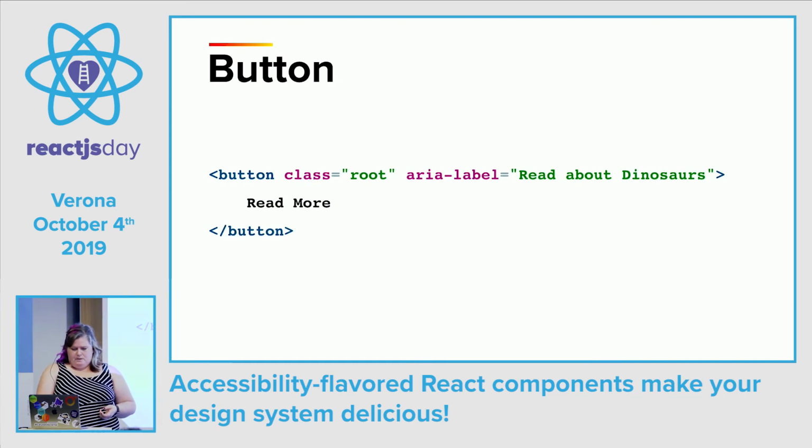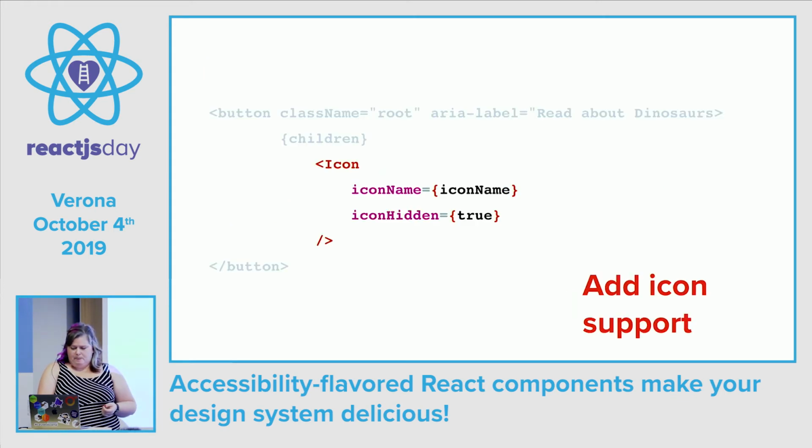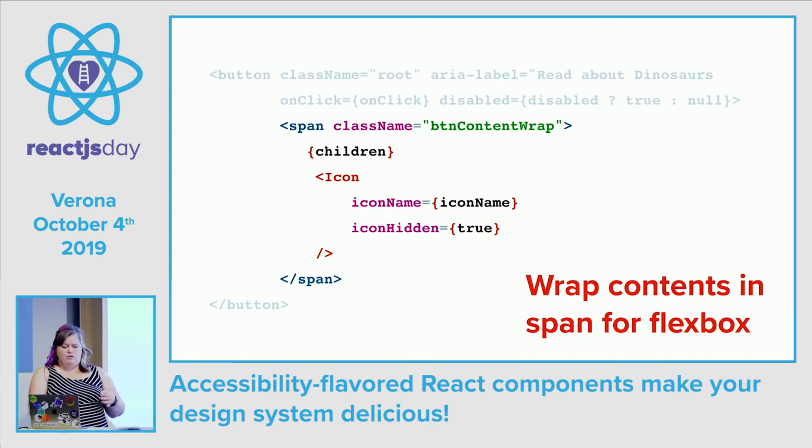So this is our accessible button in HTML, and there it is in JSX. Just change one prop. Now, if we want to add icon support, we pop in our icon here, and we set our icon hidden to true. We never wanted to announce it because we can use other things to give more context here. But we also want to support that icon name prop. We can also support children, and we're going to wrap the contents of the children and icons so they sit next to each other in another span.